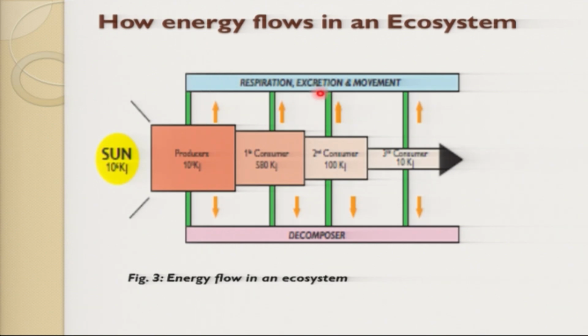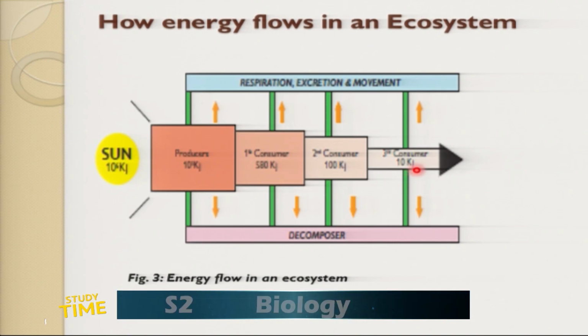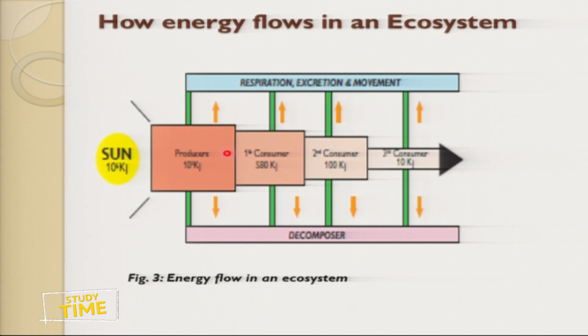All these organisms carry out respiration, excretion and even movement. So energy can be lost through respiration, excretion and movement. When it comes to the top consumers, you find there is more energy being lost compared to the producers. Producers lose less energy because there is less respiration, less excretion, as well as less movement.